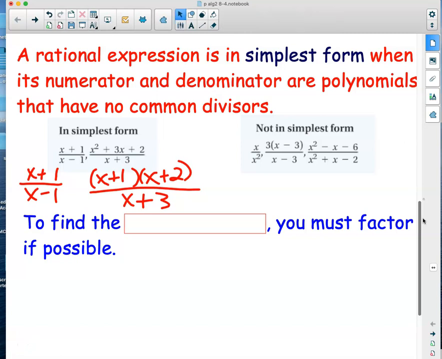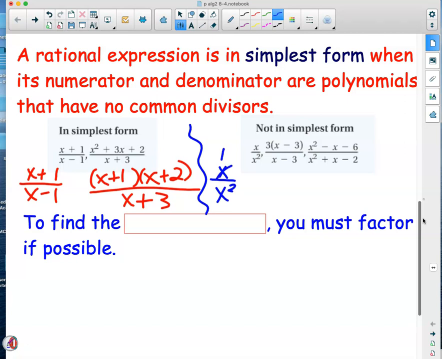Now these, the first one says x over x squared. Well, hopefully for everybody that's a duh moment. No, that's not simplified. You know, because we can cancel one of the x's out of the top and the bottom, and that would be 1 over x. Because exponents are really multiplication. X squared is x times x.